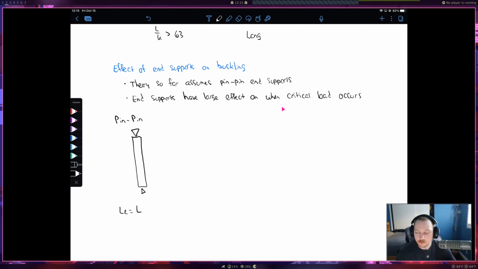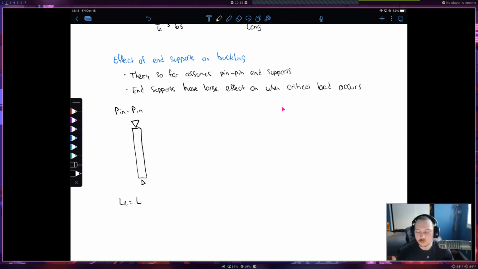Okay, so pin column, because our theory was derived from a pin column, the effective length for that is just going to be the length of the column. Okay, and then we'll have a fix-pin column. It'll be either fix-pin or pin-fix, that's the same thing.